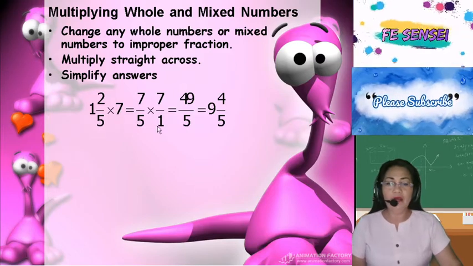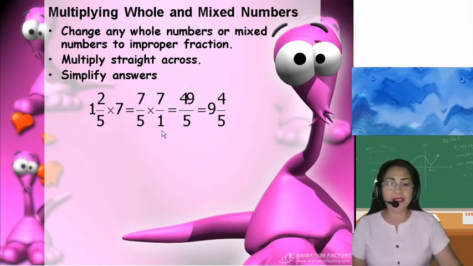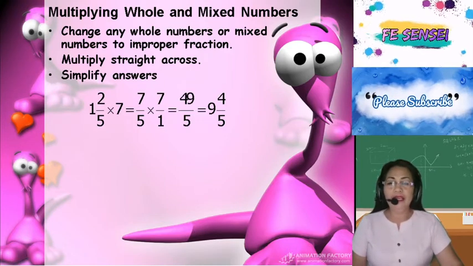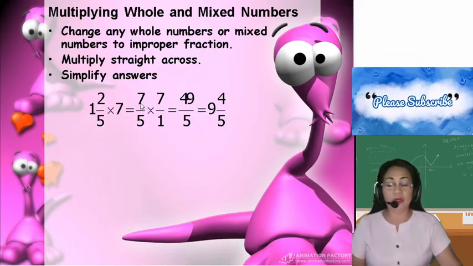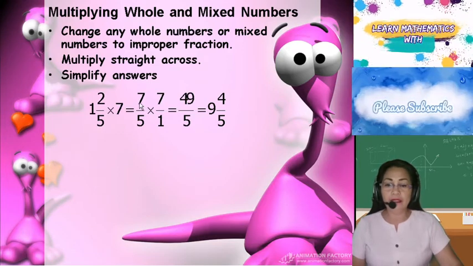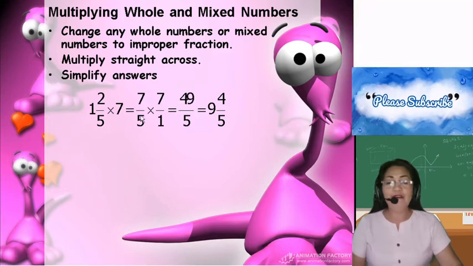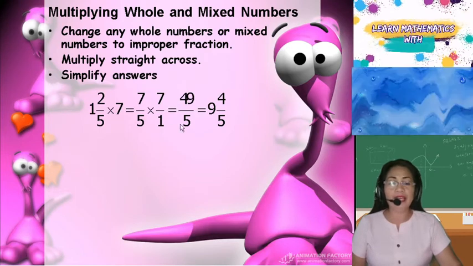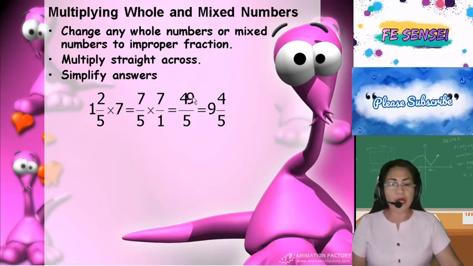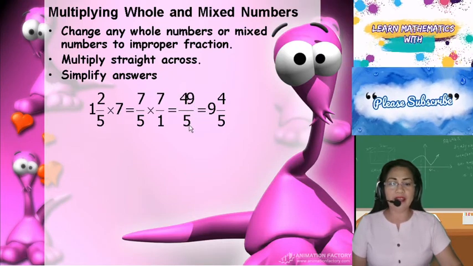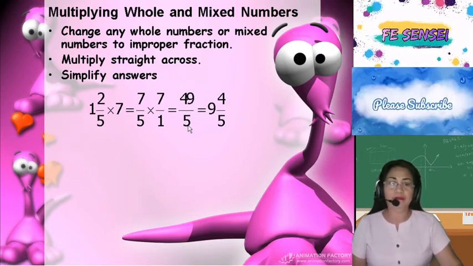Just simply write a denominator 1 to make it an improper fraction. Then multiply numerator times numerator. So that is 7 times 7 equals 49. 5 times 1 equals 5. So our answer is 49 over 5. And this is an improper fraction.